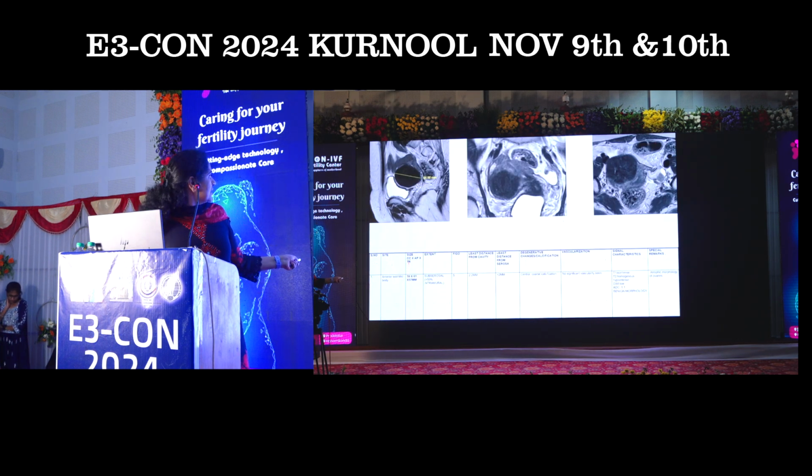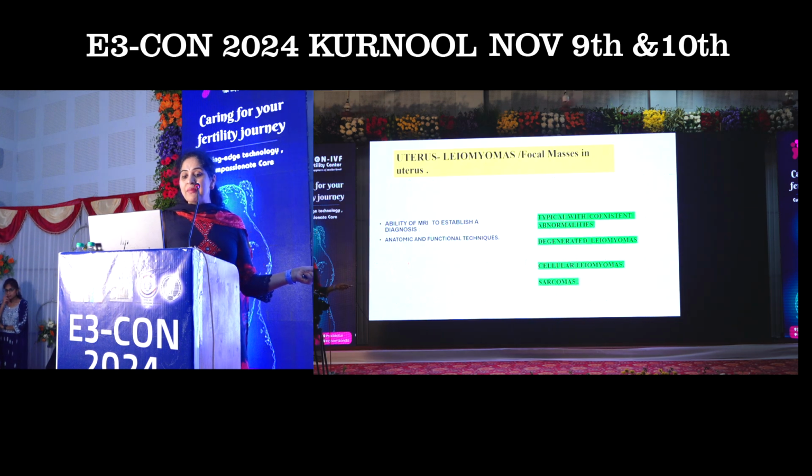It will tell you the site, size, extent, characteristics, degeneration, vascularization, signal characteristics. The signal pattern here confidently tells you the benign nature: predominantly T2 hypointense, diffusion low signal. So this is the role of fibroid mapping.